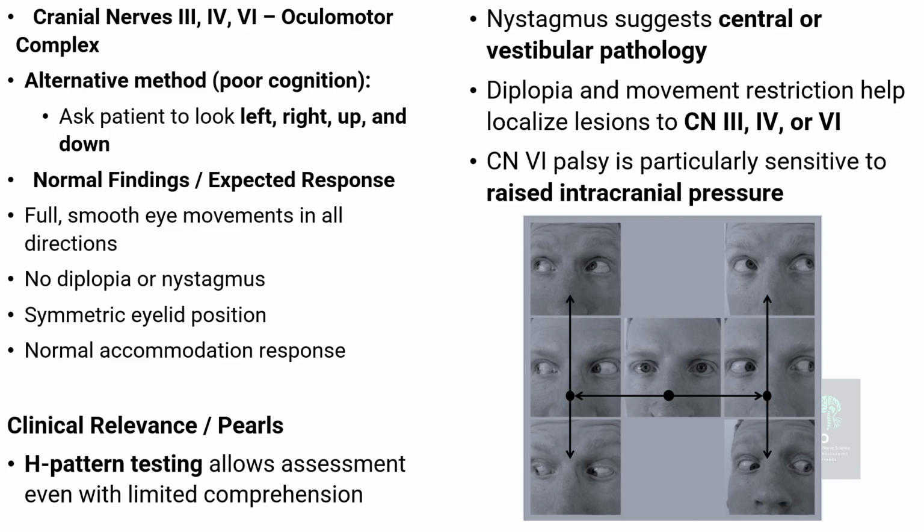The presence of nystagmus often suggests central or vestibular pathology, while diplopia and restricted eye movements help localize lesions to specific cranial nerves within the oculomotor complex. An isolated sixth nerve palsy is especially important, as it may be an early sign of raised intracranial pressure.